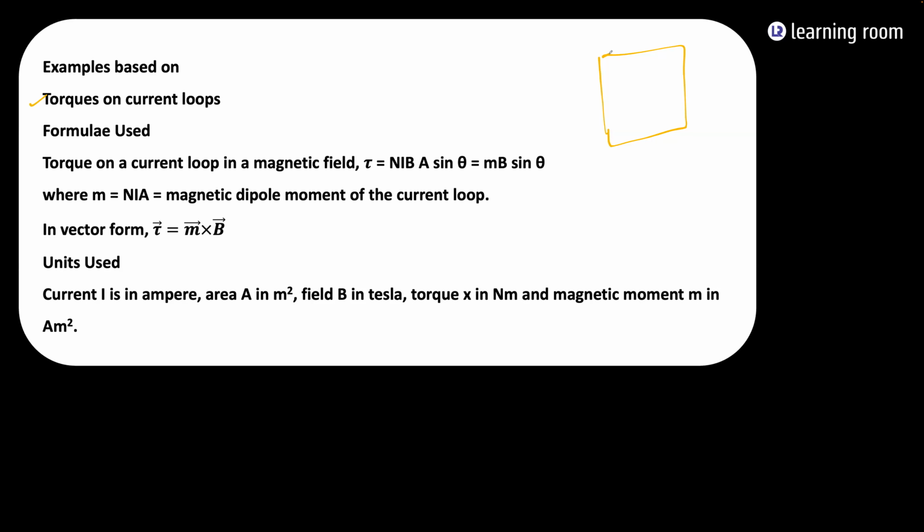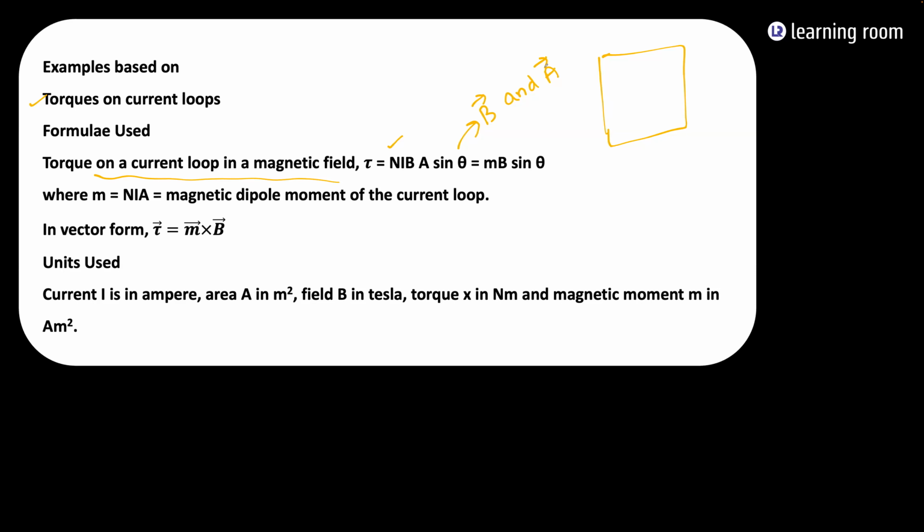So what device is going to work on this principle? Galvanometer, right? You can think of galvanometer, ammeter and voltmeter, all these things work on the same concept, right? So what is the formula for torque here? Torque that is acting on a current carrying loop that is placed in magnetic field is torque equal to NIBA sine theta, where N is the number of turns, I is the current, B is the magnetic field, A is the area, sine theta. Theta is the angle between B vector and A vector, right?